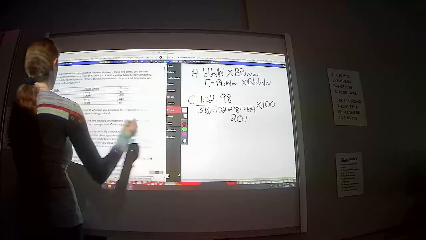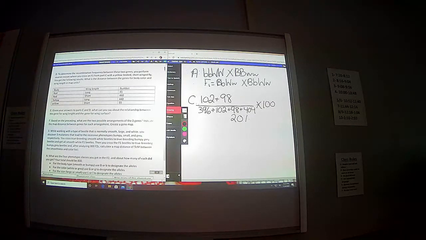To determine the recombination frequency between these two genes, you perform several test crosses where you cross an F1 from part C with a yellow-bodied short-winged fly. And we're always doing it with the recessive traits because we know that if there is a dominant allele in there, it's going to show. You cannot do a test cross with a heterozygote or with a homozygous dominant. It has to be homozygous recessive crossed with that unknown. You get the following results. What is the distance between the genes for body color and wing length in map units?